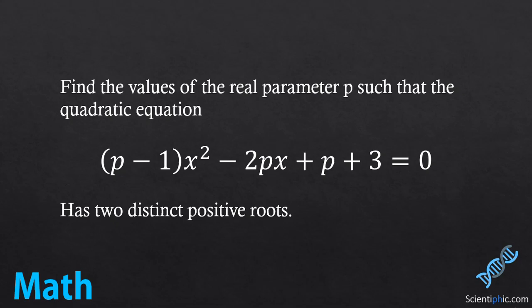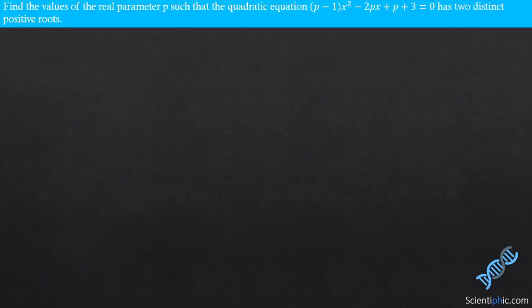Hello everyone. Today we have a quadratic problem we want to solve. The question says: find the values of the real parameter p such that the quadratic equation (p minus 1)x squared minus 2px plus p plus 3 is equal to 0 has two distinct positive roots. So let's start solving this problem.